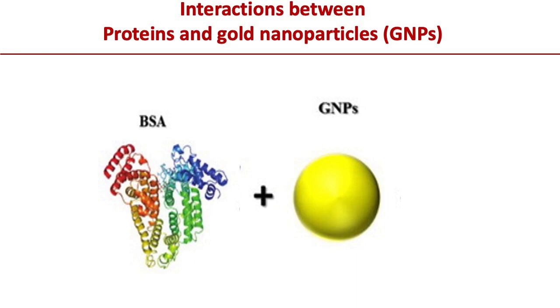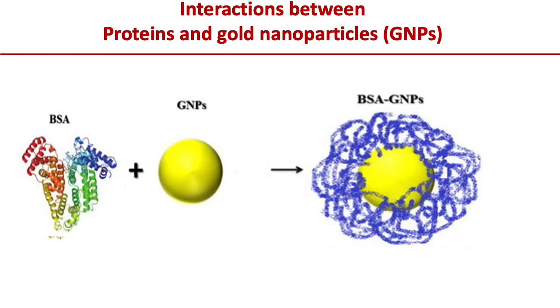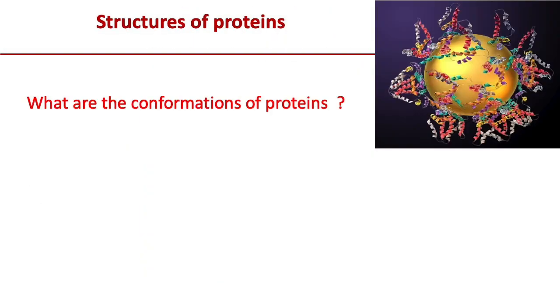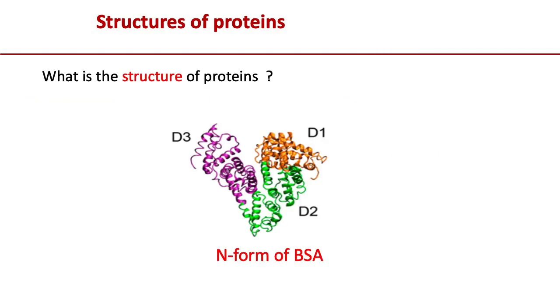Indeed, when nanoparticles are immersed in a biological medium, a layer of protein called corona is formed on its surface. But what are the conformations of these proteins? What are their structures? Let's take the example of the BSA protein, the bovine serum albumin. It has become a standard to investigate proteins at the nanoscale.